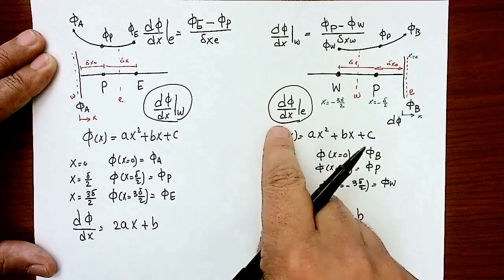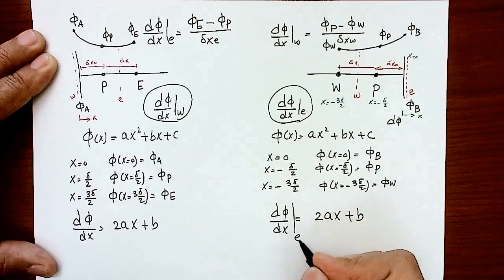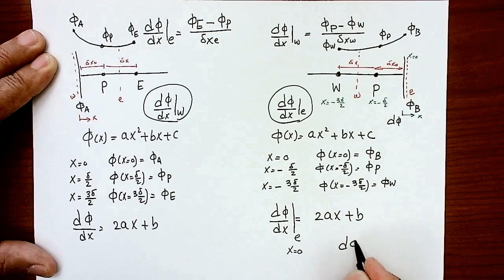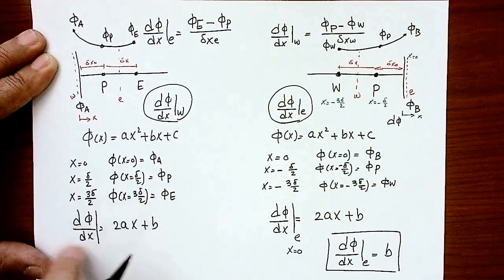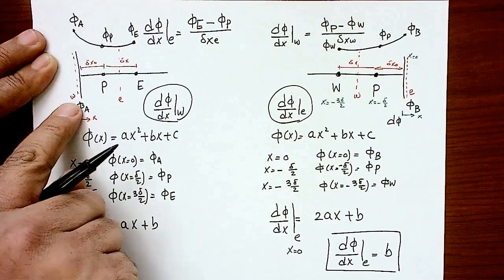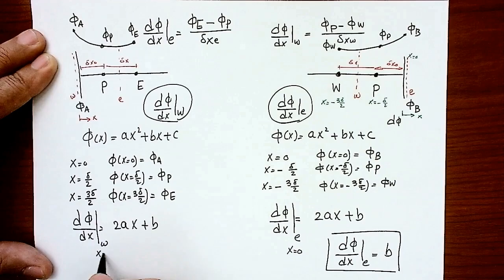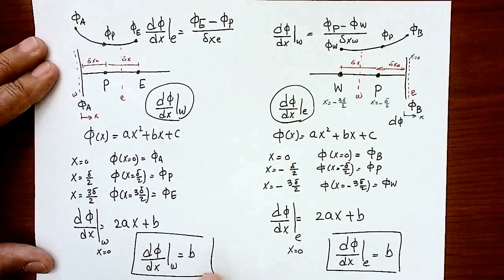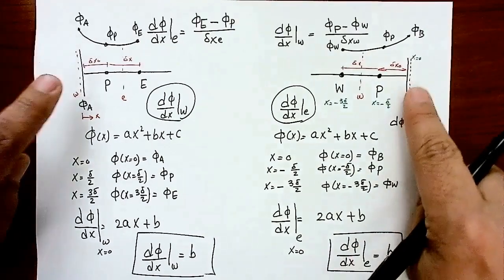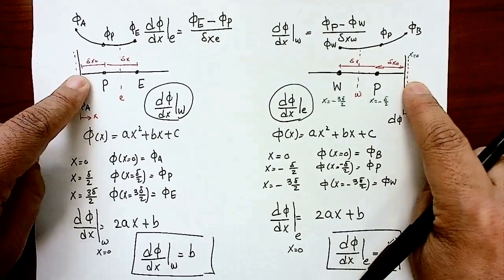Now I need to get d phi by dx at the east face. What is the x coordinate for the east face? It is x equals 0. You put x equals 0 here, so d phi by dx on the east face you're looking for is actually the coefficient b. You do the same here. I want to get d phi by dx on the west face. What is the x coordinate of the west face? I started from here, so x is equal to 0. So d phi by dx on the west face is simply b. So all you need to do is to find the coefficient b of this quadratic equation, and this will give you the approximation of the diffusion term when you are near the physical boundary of the domain.